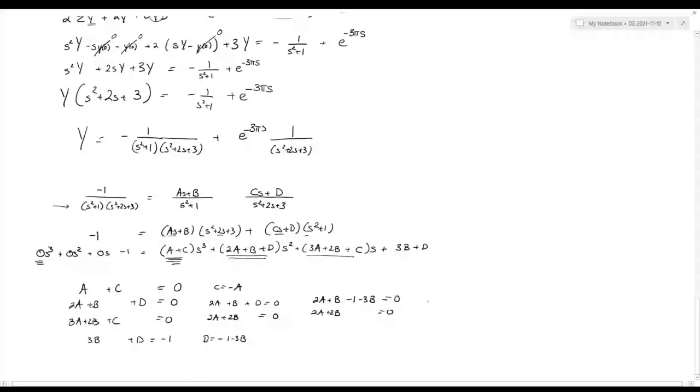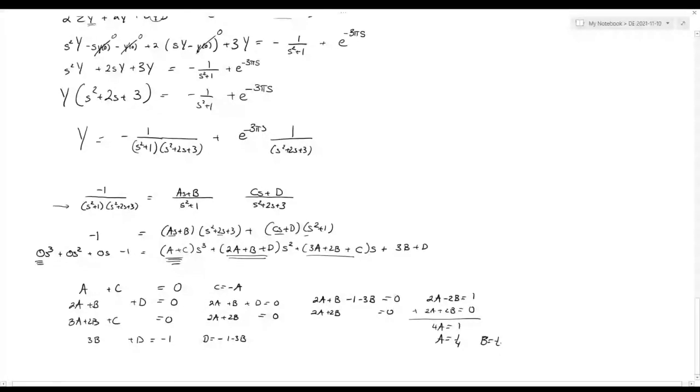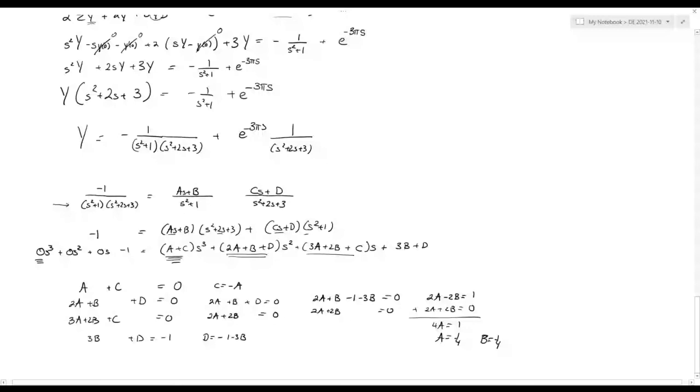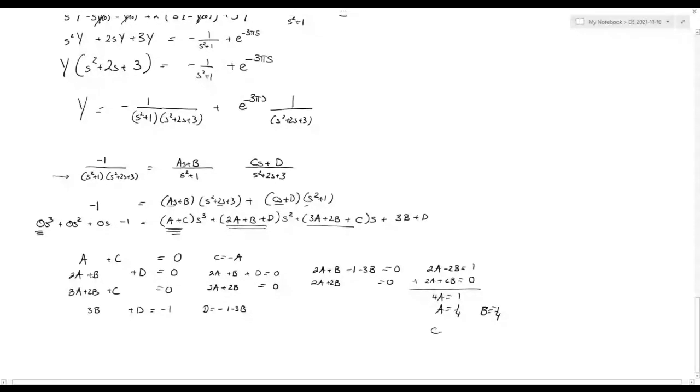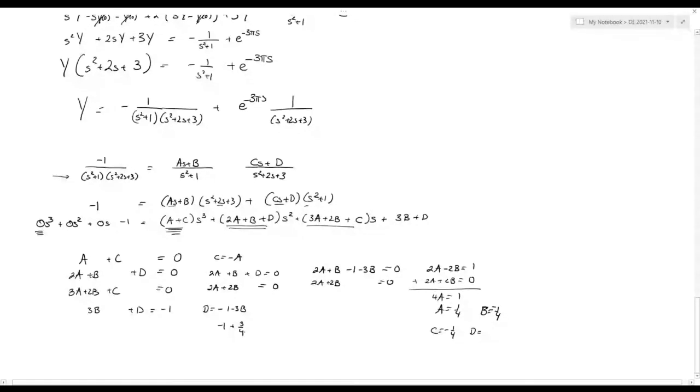So 2a minus 2b is 1, whereas 2a plus 2b is 0. So adding these together, we get that a must be a quarter. Subtracting those would give us that b is a quarter as well. Well, I mean, that can't be right, can it? Negative quarter, oh, yeah, of course. Sorry. All right, and then obviously that would make c equal to a negative quarter and make d equal to negative quarter. Go figure.